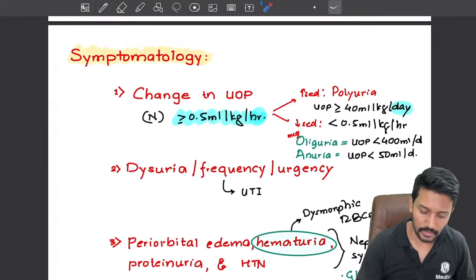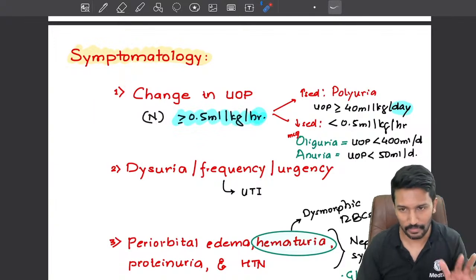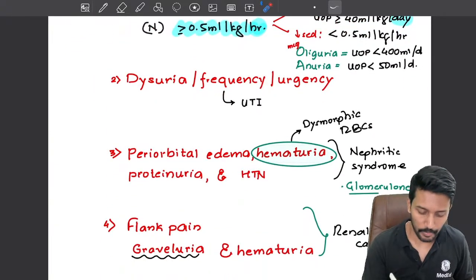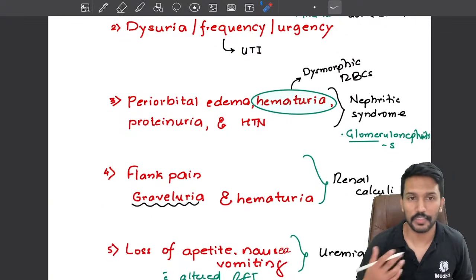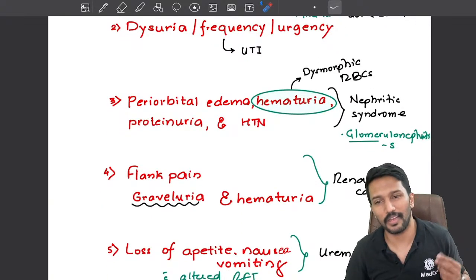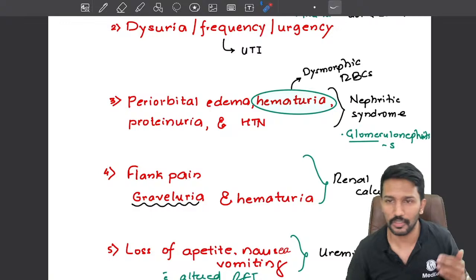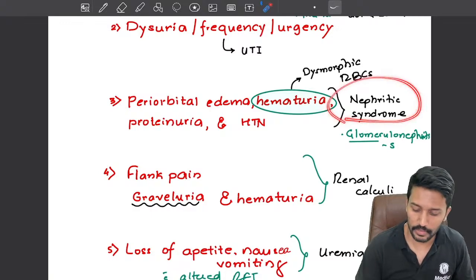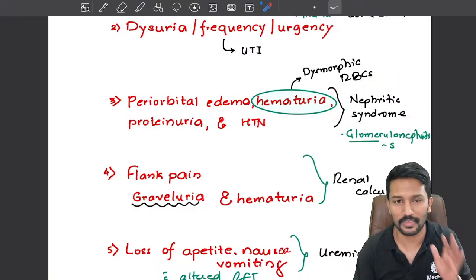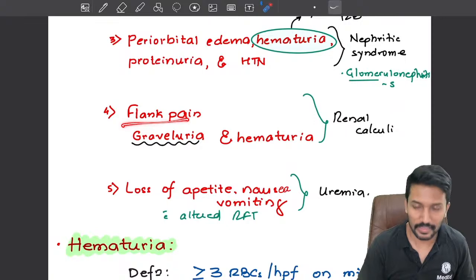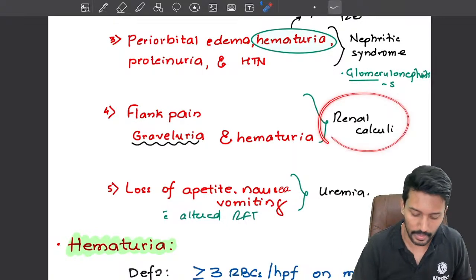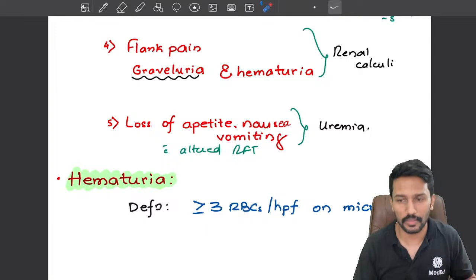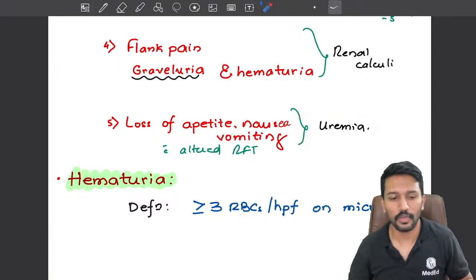So if a patient presents with a change in urine output, several differential diagnoses would be there. A patient presents with dysuria, urgency, frequency, it is UTI. A patient presents with periorbital edema, hematuria, proteinuria, hypertension, it is most likely nephritic syndrome, indicating the glomerulus as the site of injury. A patient presents with flank pain, gravelluria and hematuria, it is indicating renal calculi. A patient presents with uremic symptoms, it indicates the patient has got uremia.